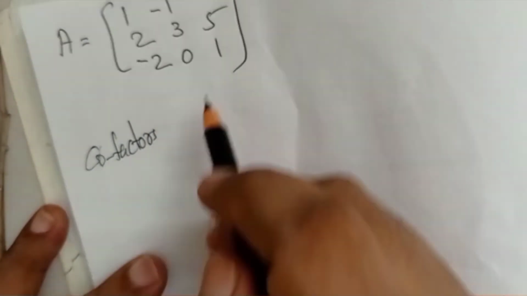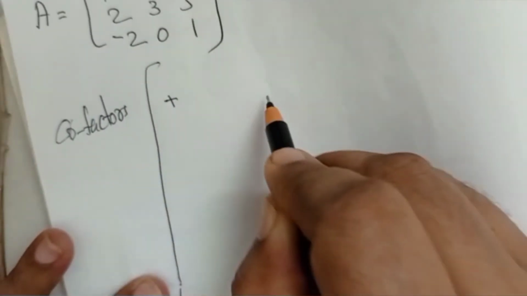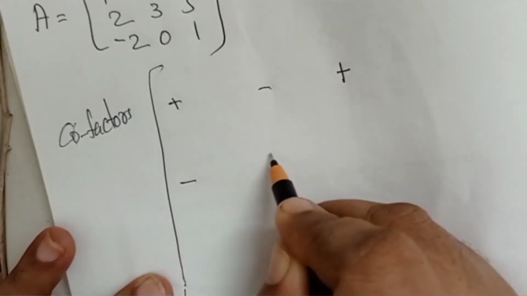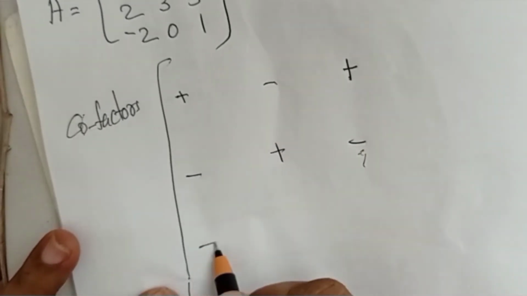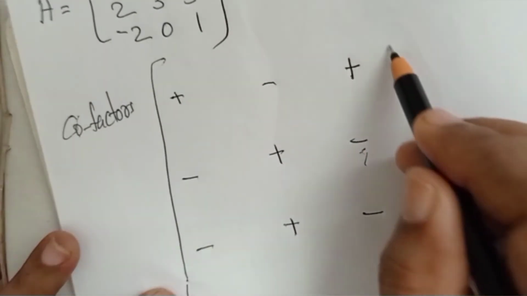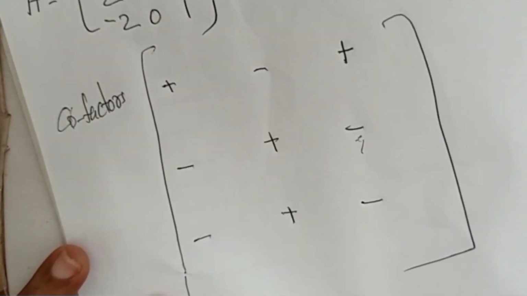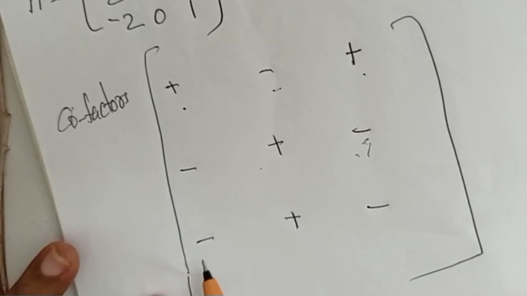Look here. I am going to draw a big matrix for you. This is an easy method. Put plus, minus, plus. After this plus, you will get minus, plus, minus. Here the ending is minus, therefore the next row starts minus, plus, minus. To find the cofactor matrix easily, we use this method: plus, minus, plus, minus, plus, minus, plus, minus, plus.